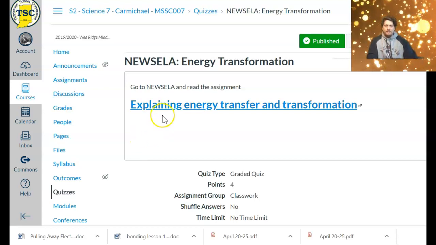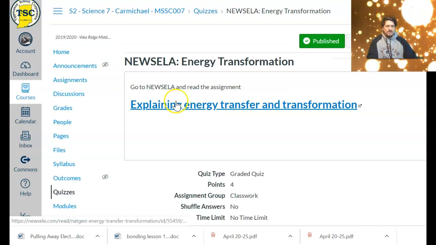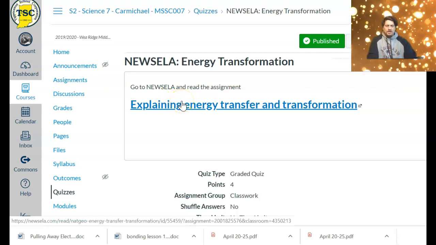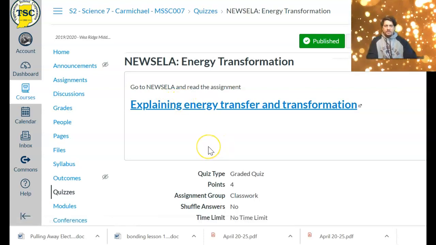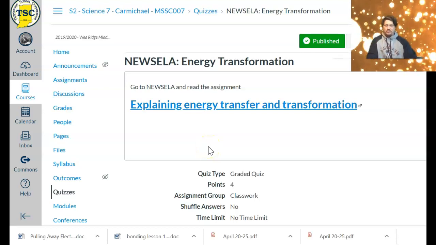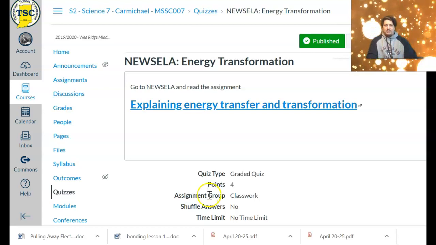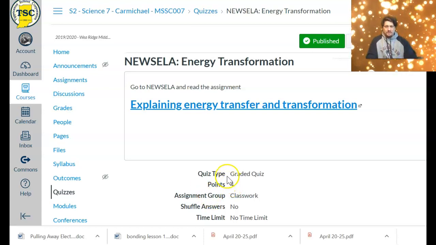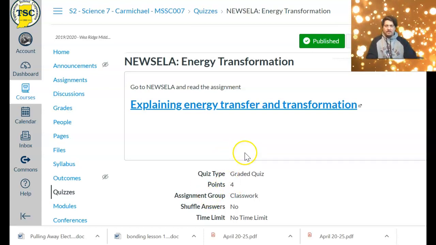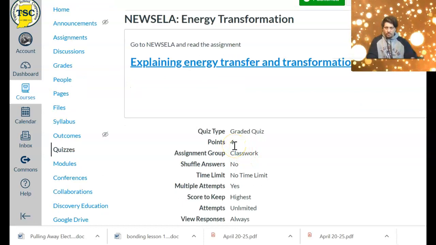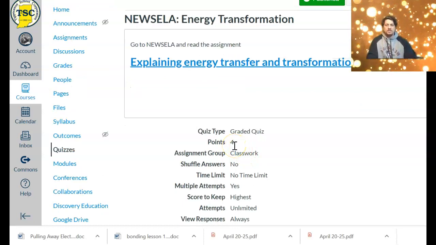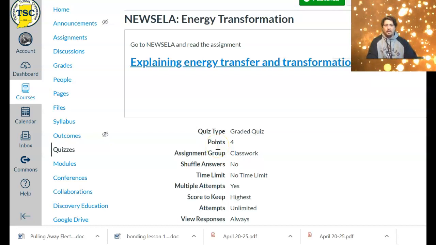So you're going to go to Newsela. I think this link will work and take you there. You read a couple of paragraphs about it, and you're going to take a 4-question quiz. We've done this a few times. You can have the window open for the quiz and take it while you're reading if you like. You can take the quiz as many times as you want. It will keep your highest grade, so it's worth 4 points. It's up to you what your score is on this, and we'll put it in the grade book however you want it.